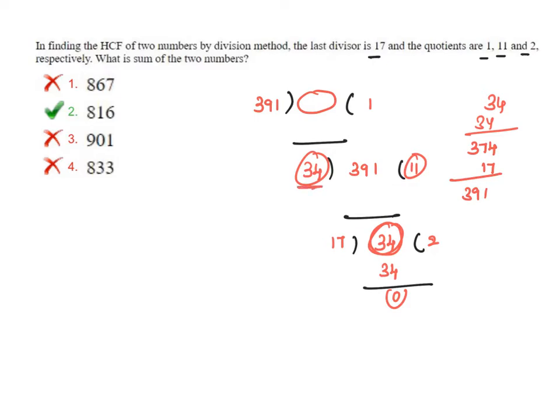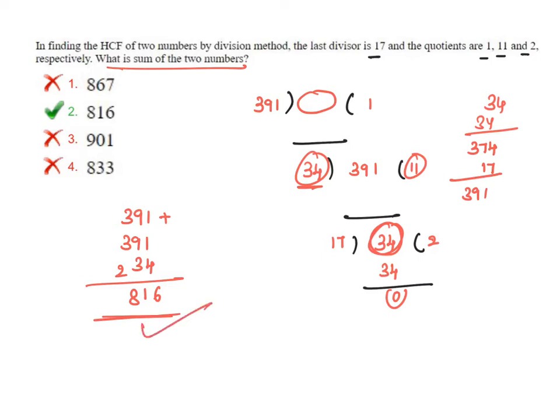So he is asking you the sum of two numbers. One number is 391. The other number is 391 plus 34. So add everything up. 6, then 18 plus 3, 21, 816. So the sum of the two numbers is 816. We are simply following this from down to upward.